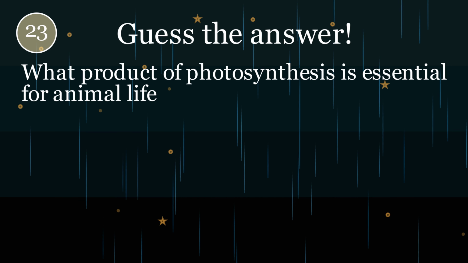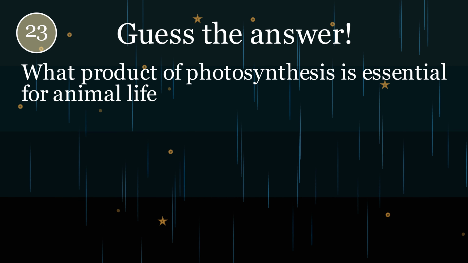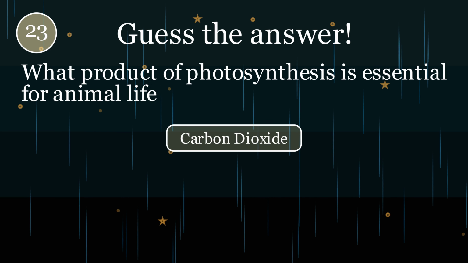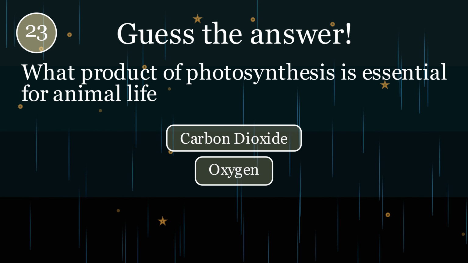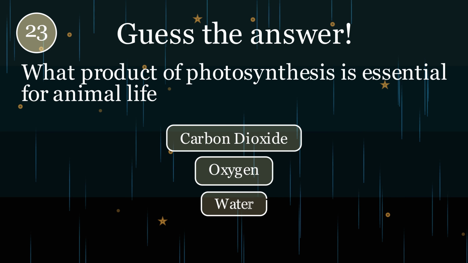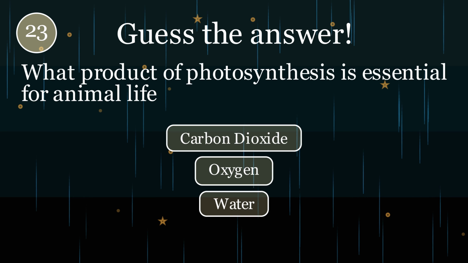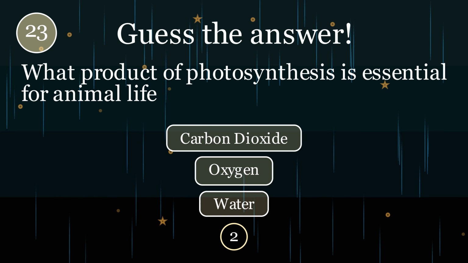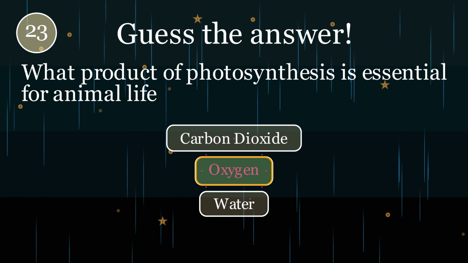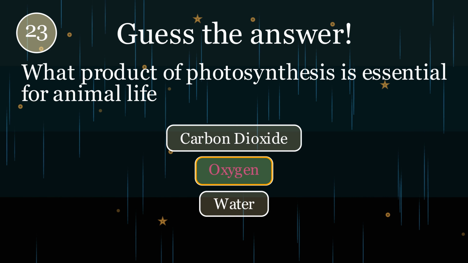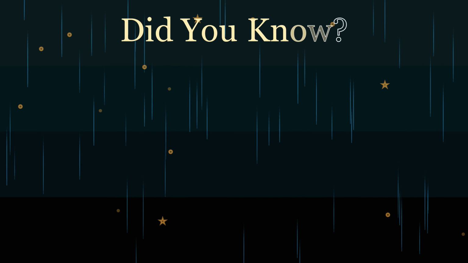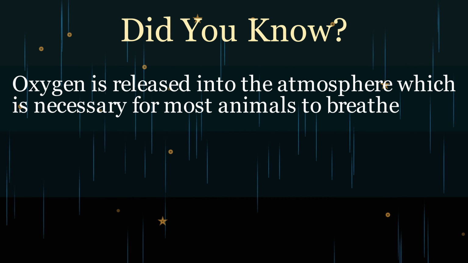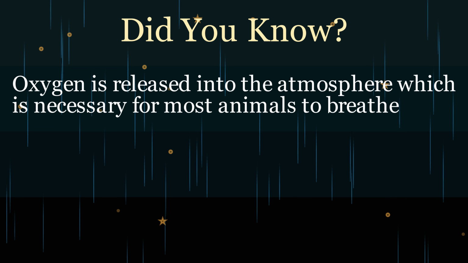What product of photosynthesis is essential for animal life? Carbon dioxide, oxygen, water. The correct answer is oxygen. Impress your friends with this fact: oxygen is released into the atmosphere, which is necessary for most animals to breathe.